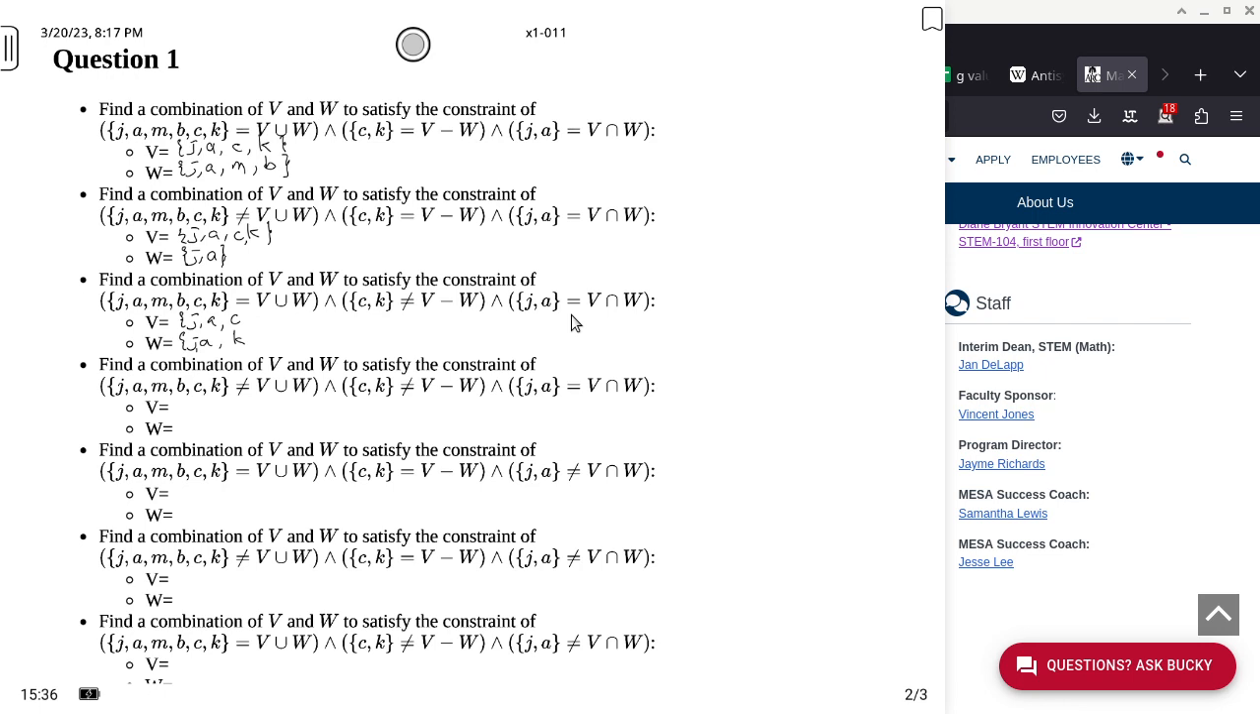So I have to figure out where to put M and B. I would put them both here. So M, B would be both here. Well, I suppose I can put M and B anywhere in this case, because there's no actual requirement other than C and K cannot be only in V but not in W. Can you talk about C and K again? C and K cannot be found in just V but not in W. So this is just one of many ways to make it happen.